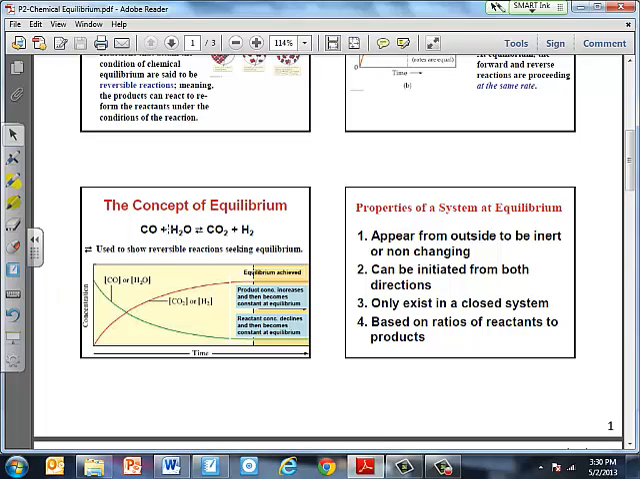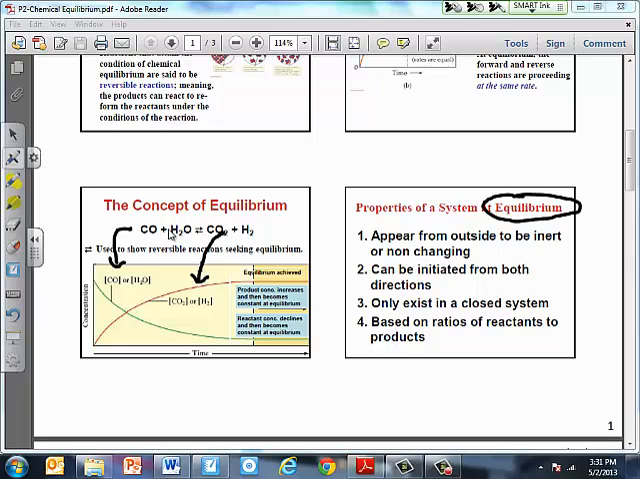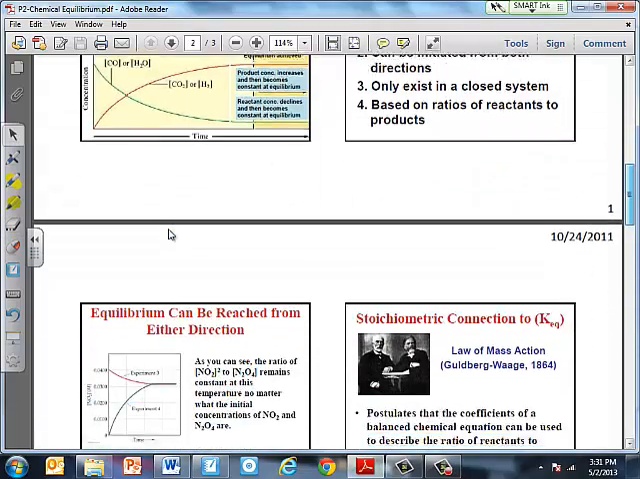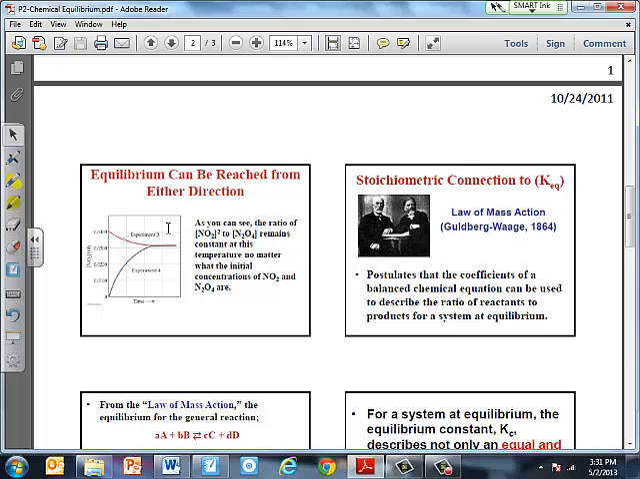The product concentration will increase, and then once the concentration stays the same, it's at equilibrium. The concentration of the reactants will decrease until it becomes constant at equilibrium. Here are the reactants going down, as you use them up, and the products going up. Now, a system at equilibrium, from the outside, appears to be non-changing. It looks like nothing has happened, but in reality, it's going in both directions. It can only exist in a closed system, and it's all based on ratios, ratios of reactants to products, and that's the whole premise of equilibrium and what it looks like.